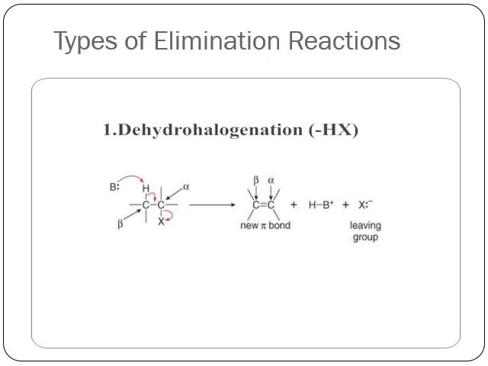Types of elimination reaction. Dehydrohalogenation. Dehydrohalogenation is the removal of halogen and hydrogen. Halogen is removed from the alpha carbon and hydrogen is removed from the beta carbon with the help of a base, and the bond migrates between the two carbons, and we get a new pi bond between the alpha and beta carbon. X is the leaving group.